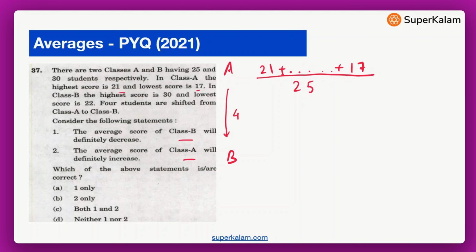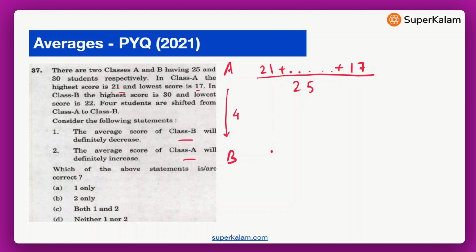Correct? This will be the way of summing the scores for class A and then dividing by 25. We will take the highest score first, then the second highest, then third highest, then fourth highest. In this order we are taking the scores, and then comes the least score of class A.